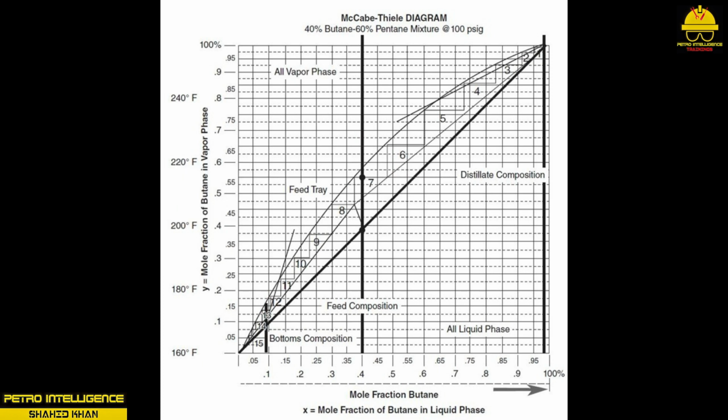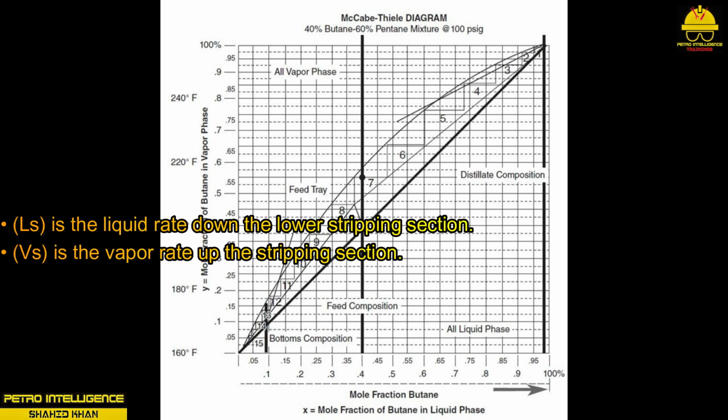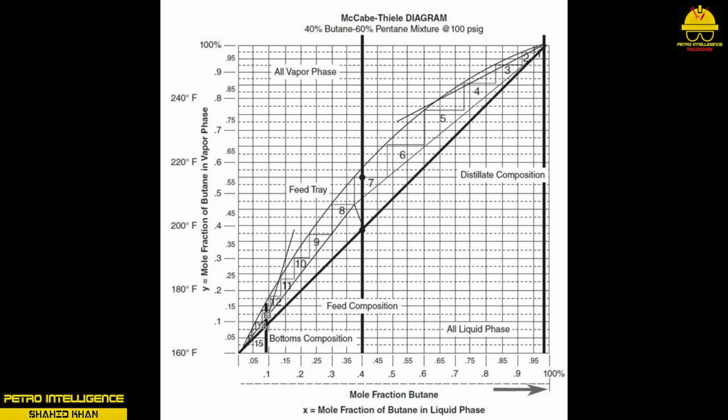The calculation for identifying the operating line for the lower stripping section utilizes the mole fraction of the desired bottoms composition. A vertical line is drawn through the target and a line of slope LS/VS is sketched. LS is the liquid rate down the lower stripping section. VS is the vapor rate up the stripping section. McCabe-Thiele assumes that the vapor above and the liquid resting on the tray are in a state of equilibrium.